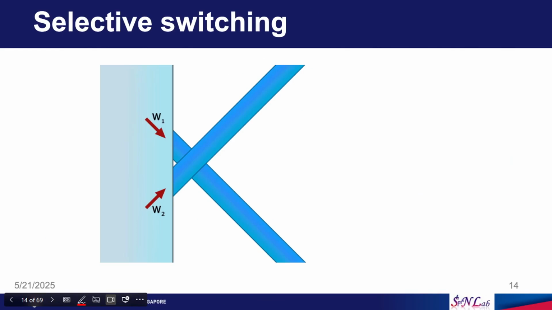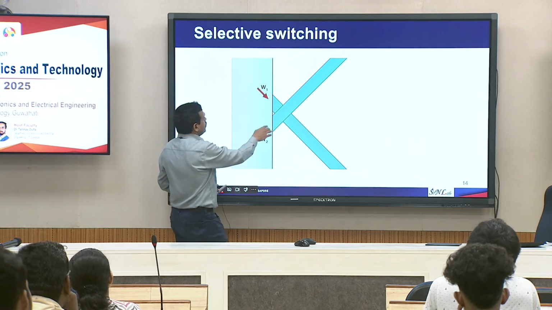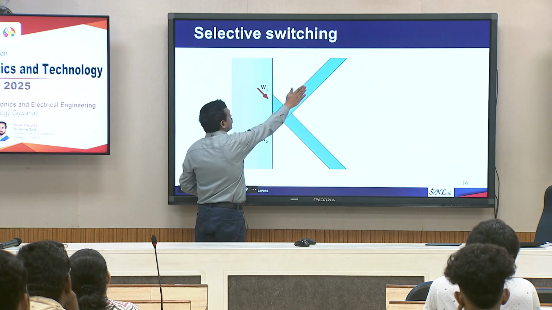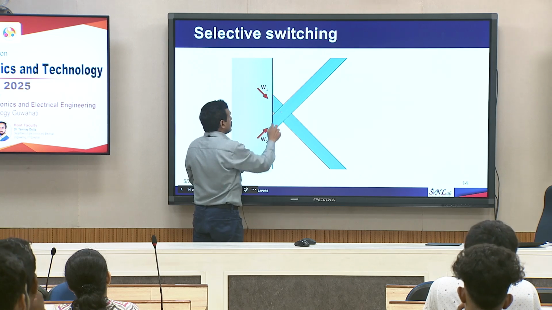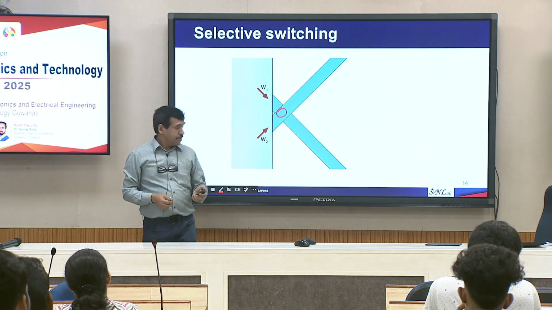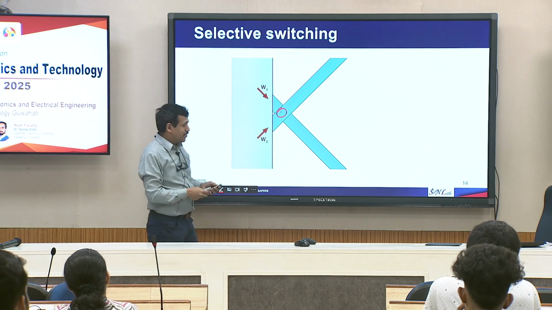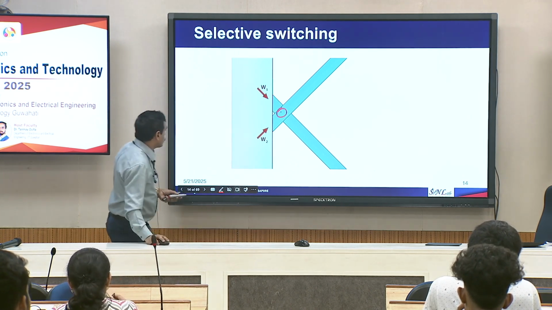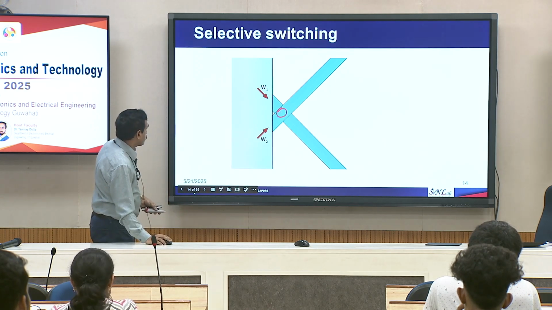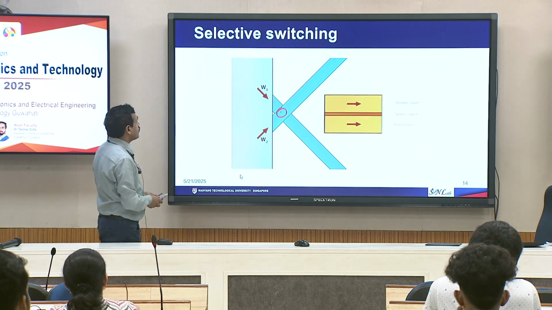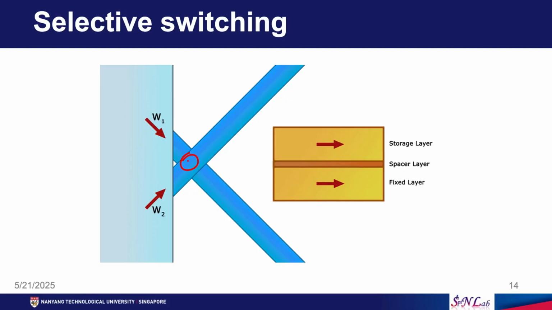Now I will show a brief animation to show how it works. In this picture you see two wires, one blue wire going this way, another blue wire going this way. The MTJ is somewhere here, inside this. You cannot see what is happening here, so let me bring it out. The MTJ has come out now. I have two layers, one with fixed magnetization, another one free.